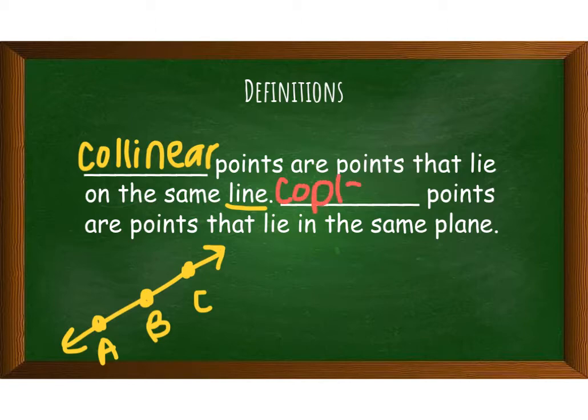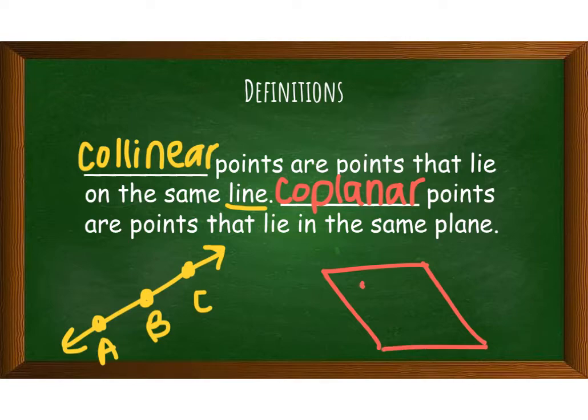Coplanar. Okay, and then I'm going to draw a plane. D, E, and F. So D, E, and F, even though they are not all on the same line, we can say that they are coplanar. Okay? All right, moving on.